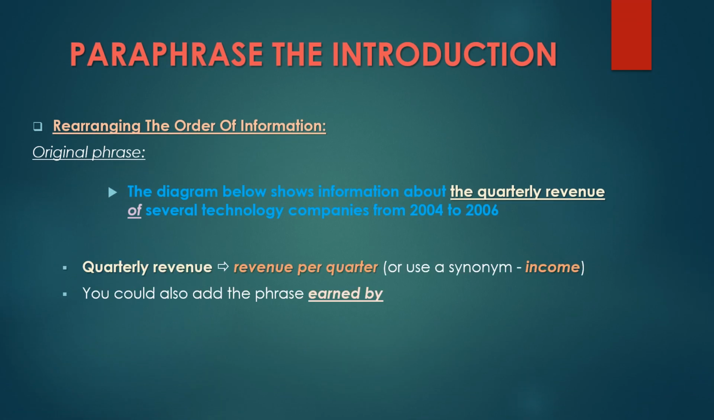The second technique is rearranging the order of information. Quarterly revenue can be changed into revenue per quarter, or we can use its synonym, that is income. The phrase earned by could be added to the sentence.